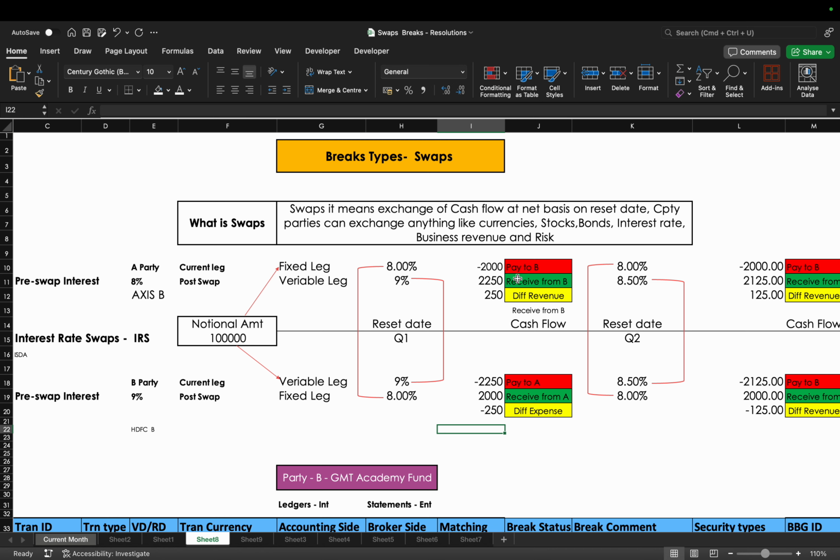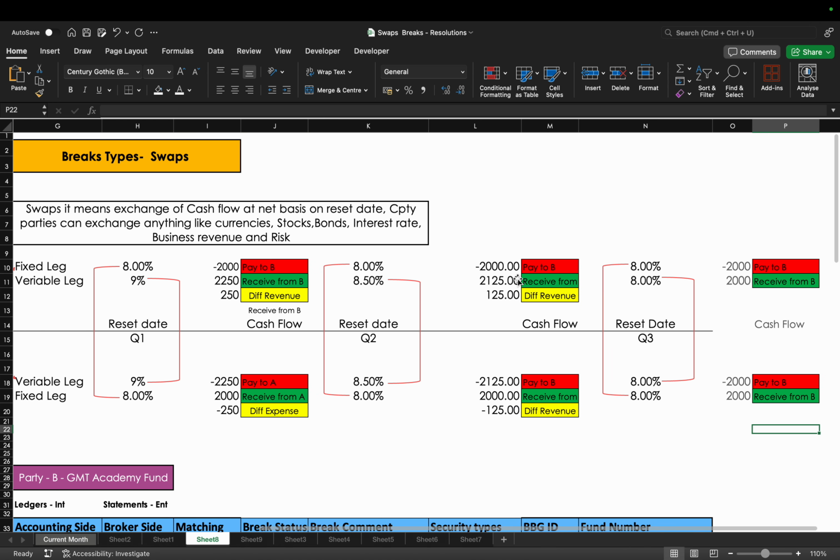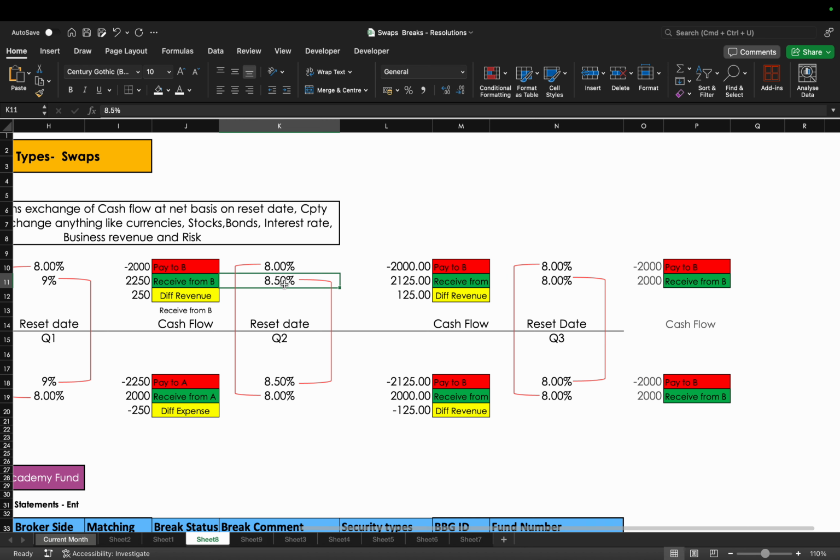You can download the statements from the broker and perform reconciliations of those breaks. Every quarter you will have to perform the same calculations, but in this second quarter we have seen the variable interest payment change from 9 to 8.5. So in this scenario the difference in the interest payment is around 125 rupees or dollars, I would say. So the counterparties will exchange only 125, and one counterparty is in profit of 125 from this contract.